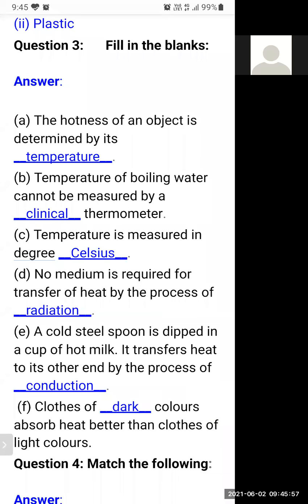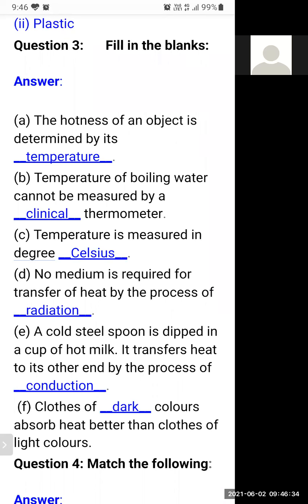C part, temperature is measured in degree Celsius. Yes, degree Celsius. Degree Celsius is the unit of temperature. As we can measure our body weight in kilograms, as we measure length in meters, centimeters, as we measure time in minutes, hours, seconds, days, months, in the same way we can measure temperature. So what is the unit? In which unit will we measure? It is degree Celsius.